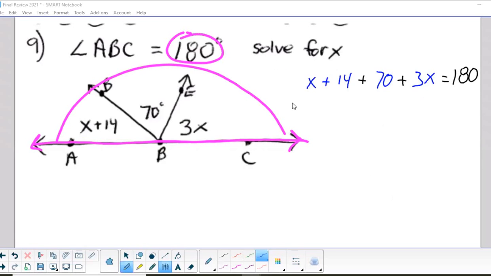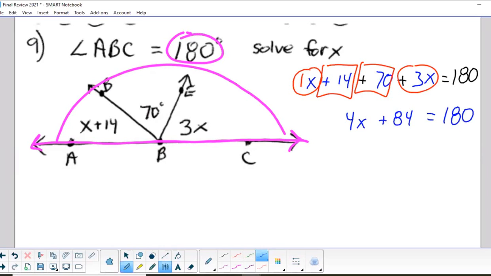Okay, so what would be my first step? Yeah, combine like terms, right. So I put the x's together. Some people forget about this 1x. So you have 4x, then you have 14 and 70. How much is that? That's 84. Now what do we do? Take away 84. How much is that?